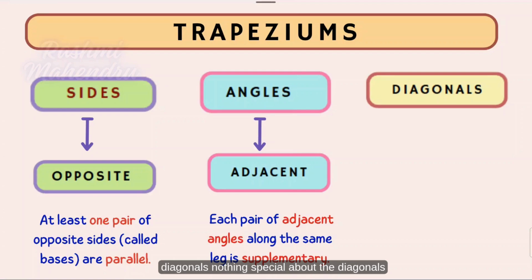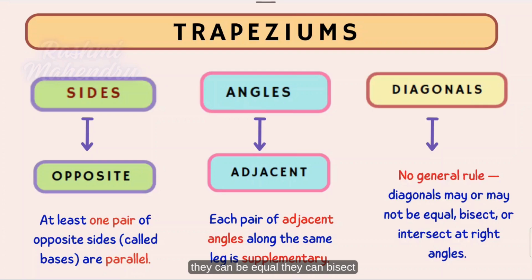But what about the diagonals? Nothing special about the diagonals. They can be equal, they can bisect, intersect. For angles also, for sides also, no specific characteristic. That's all that we have for trapezium.